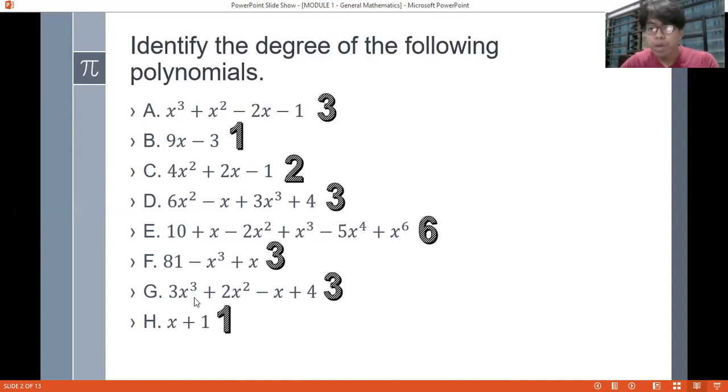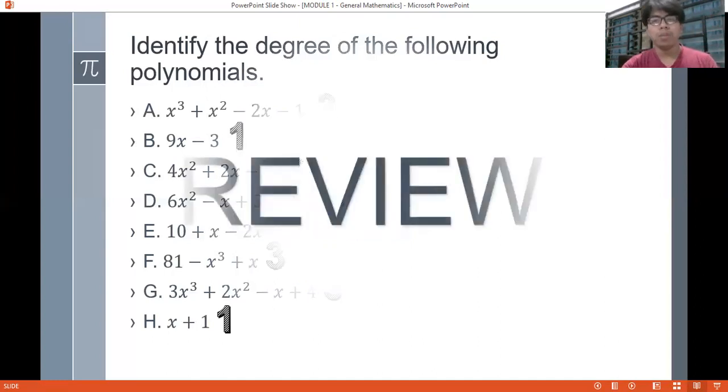Like for example, for letter E. We located the x to the 6th power at the last part of the polynomial, but this is the degree because the exponent of itself is 6. Understood? Okay, let us proceed.